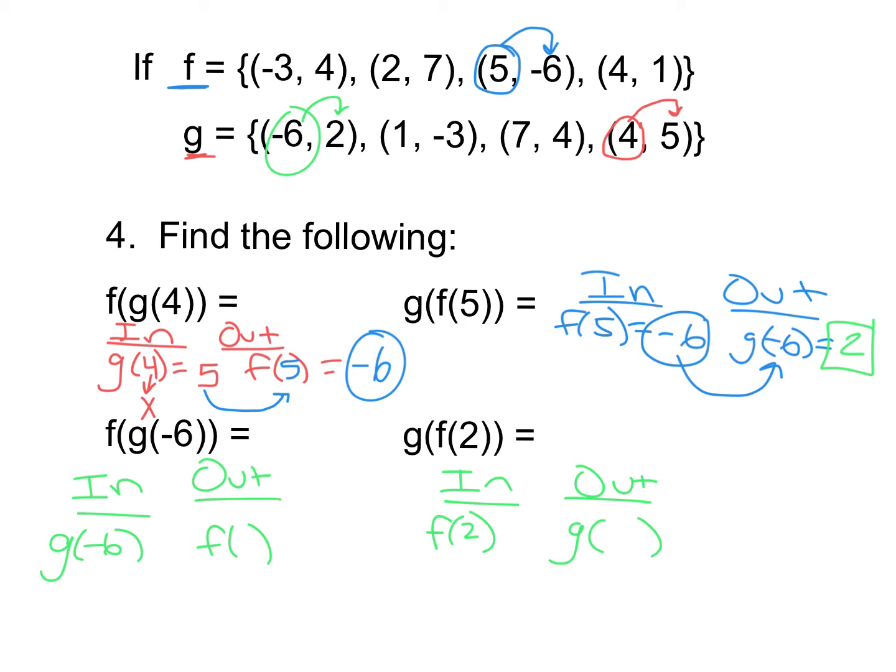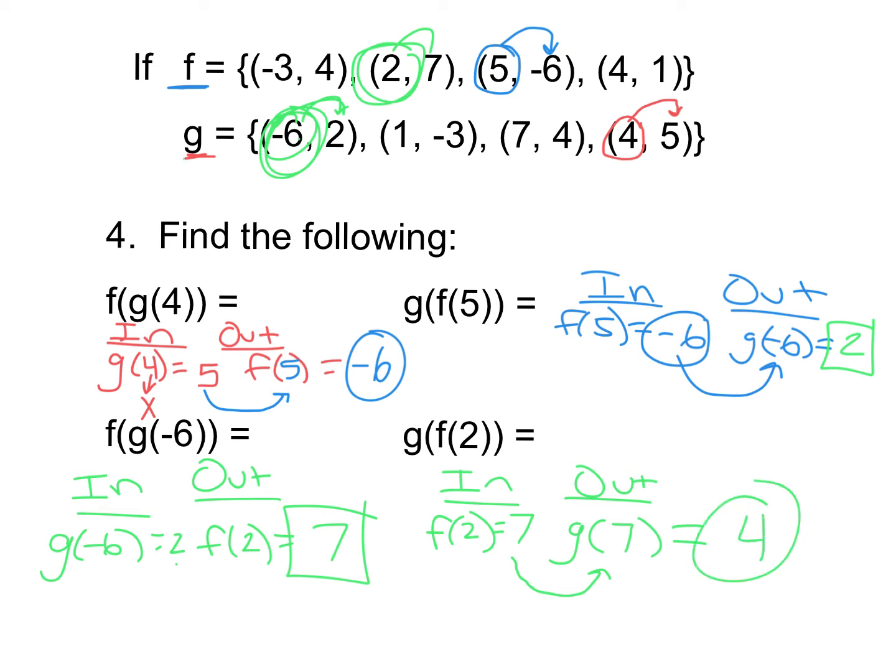All right, so g of negative 6, we just did. g of negative 6 is 2. We take that 2 and we plug that into f. f of 2 is right here. The y value is 7, so our answer is 7. f of 2 we just did again. 7, take that 7, plug that in. g of 7 is 4. Go to g, the x value 7 has a y value of 4.